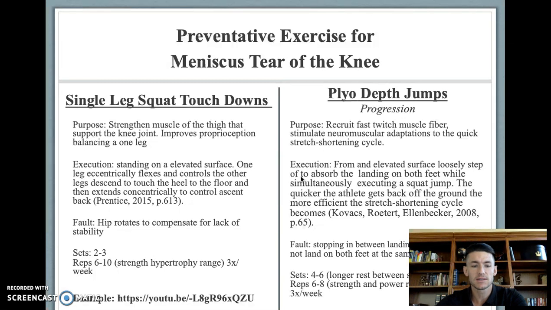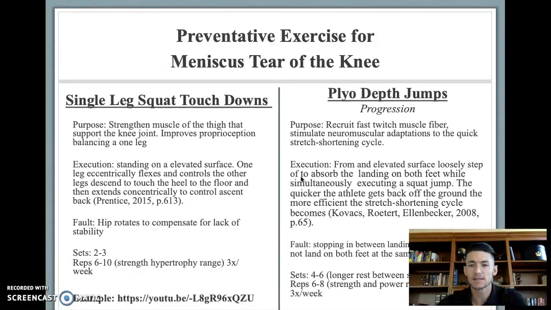2 to 3 sets at around 6 to 10 repetitions. This is that strength hypertrophy range. We're improving strength and trying to build the muscle, because a bigger muscle is a stronger muscle. Doing this 3 times out of the week will be good. Doing more than this, you might be overtraining that area.